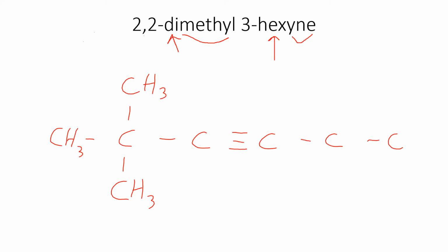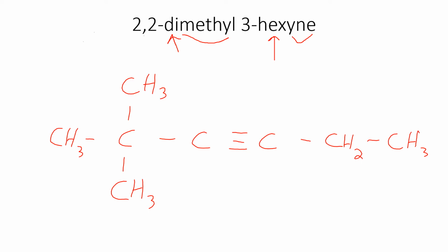Next carbon over in the chain going to the right has 2 bonds, so I would need 2 hydrogens to get my total up to 4. Then the carbon all the way on the right-hand side of the chain has 1 bond, so we would need 3 hydrogens in order to bring that total up to 4.